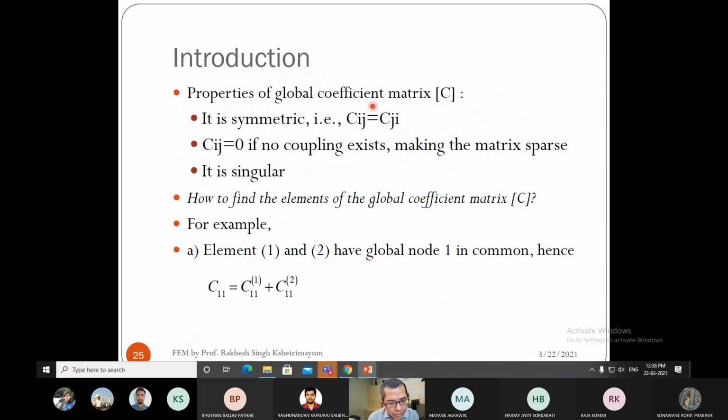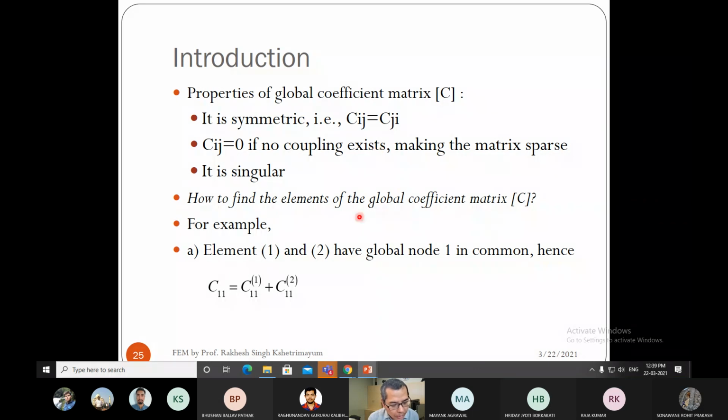There are some properties of the global coefficient matrix. First, it is symmetric, Cij equals Cji. And Cij is 0 when no coupling exists between nodes i and j. If nodes i and j are not connected, then Cij is 0. Because of this, the global coefficient matrix would usually be sparse. It will be a sparse matrix.